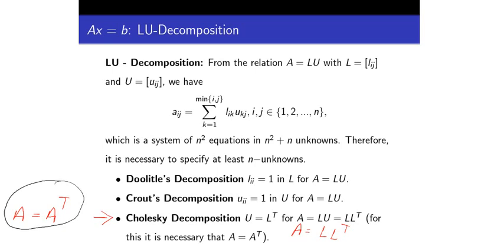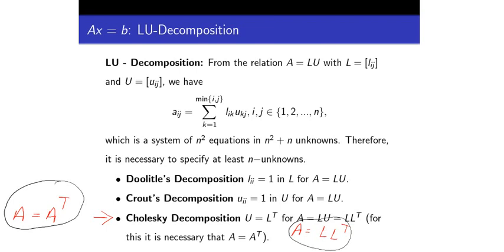If A is equal to A transpose, then instead of L into U, you will have L into L transpose, right? So for this it is necessary. When you are trying to find any type of LU decomposition, again I am mentioning, you need to put a check. Let me tell you what the check will be.